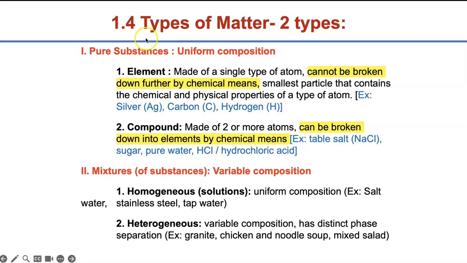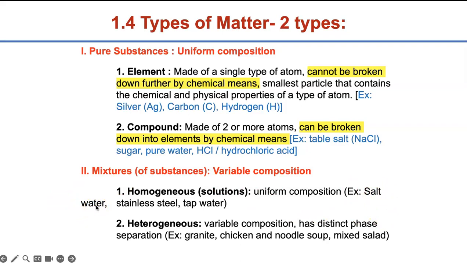Mixtures, the second big type of substances, they have variable composition. So they are divided into 2 parts, homogeneous and heterogeneous. Homogeneous mixtures are also known as solutions. They have a uniform composition everywhere, although it's not made out of one substance only. For example, if you mix salt and water, you have a salt water solution.